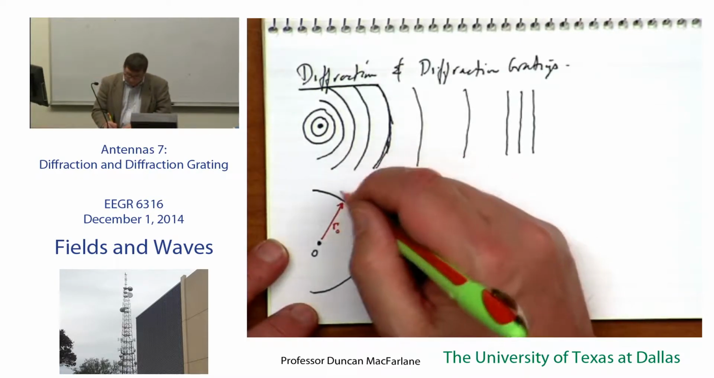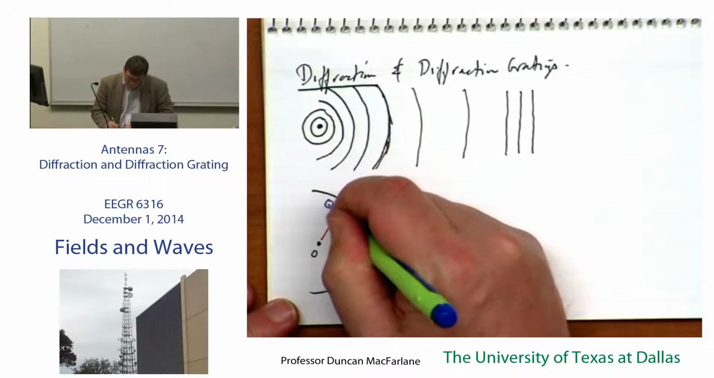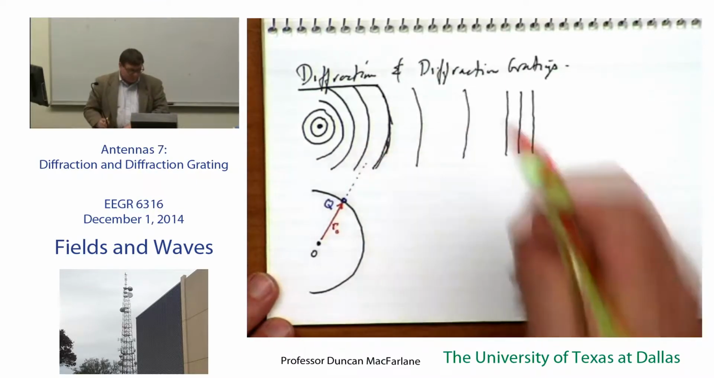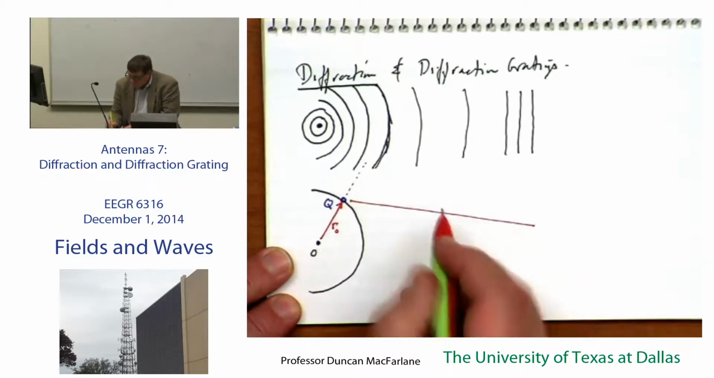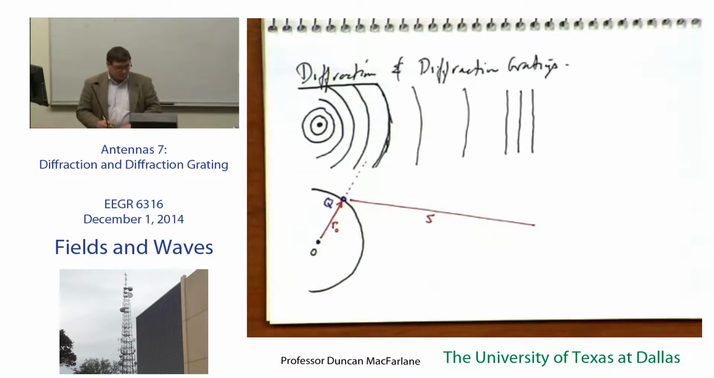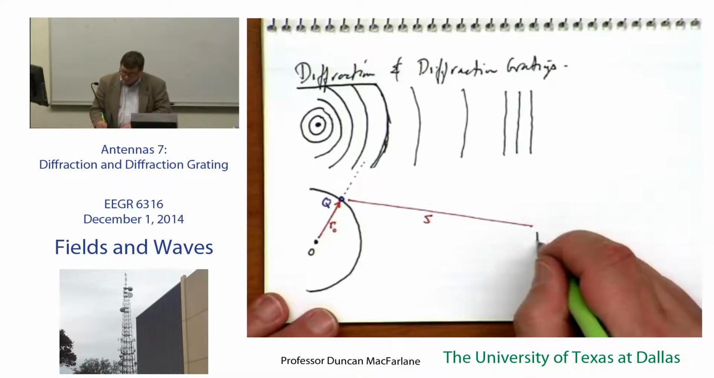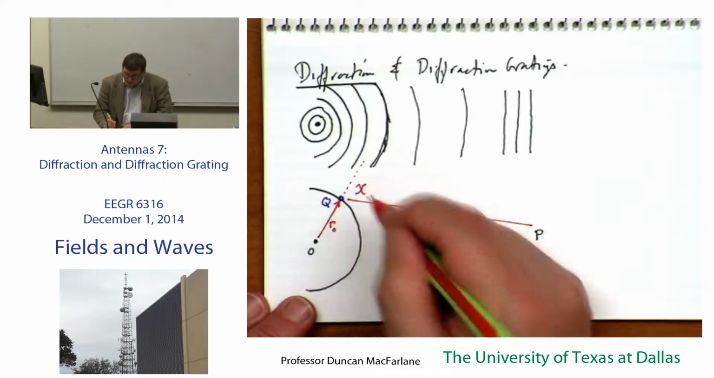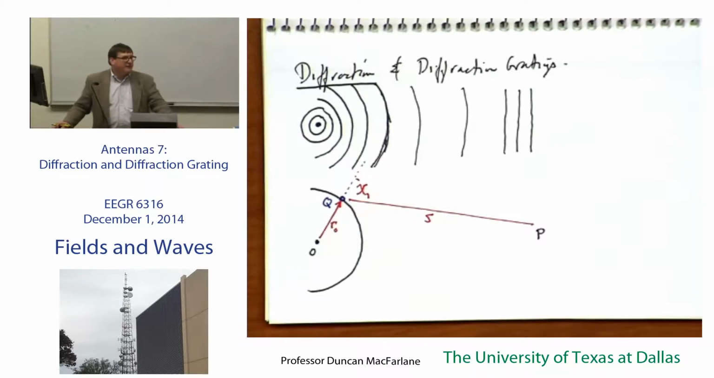So if there's a disturbance at some point Q, then there's a possibility of a scatter along a line S to an observation point P, and we'll call the angle between the original arc R and the new path S chi.